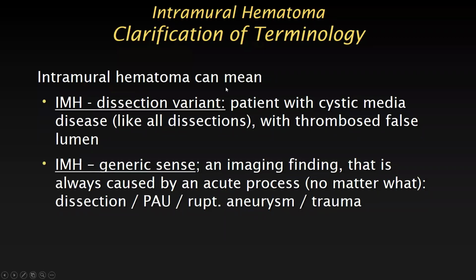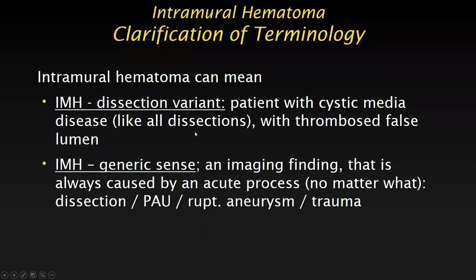Okay, so these patients overlap with their history, with their demographics, with classic dissection patients. They're just a little bit older, and they don't have aneurysms or anything. So they're just a little bit older than a patient with acute aortic dissection. But they all have histologically cystic media degeneration, okay?